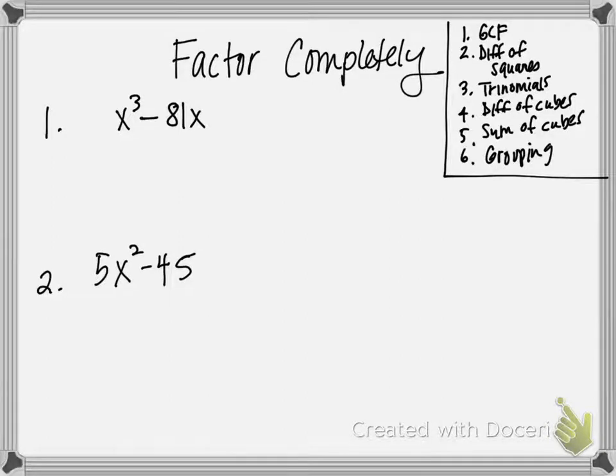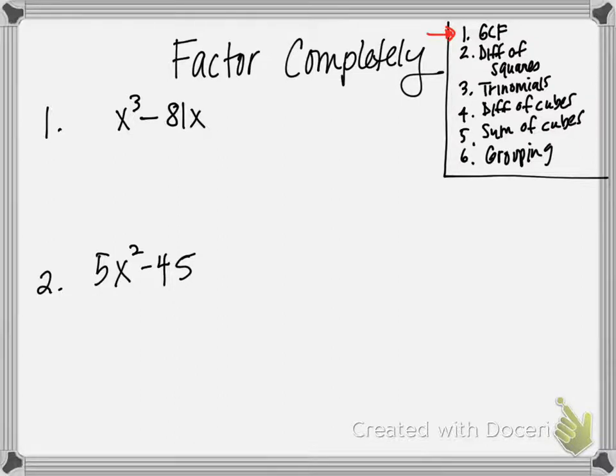For these two examples, we're asked to factor completely, and you're going to notice that you're going to actually need two factoring methods to complete. We factored both of these. So the factoring methods are listed here: GCF, difference of squares, trinomials, difference of cubes, sum of cubes, or grouping. So I always start with checking for a GCF. Do they share a number in common that divides both, or do they have a common variable?